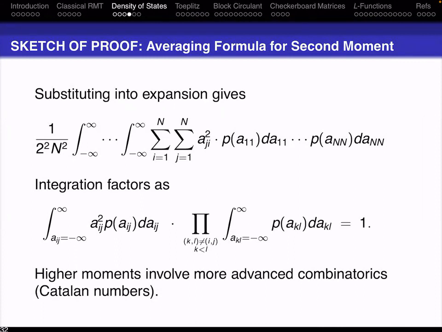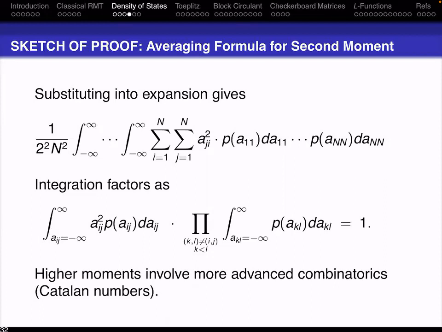Let's look at the special case when we're trying to calculate the second moment. So we have a_ij squared. And then when we look at it, because it's the second moment, I only have one term in my expansion for the trace of A squared. So when I look at all the integrals, all of the integrals are just integrating the function p with an integrand of 1, except for one special variable where I have a_ij squared. Well, that's just the formula for the variance, which we know is 1.